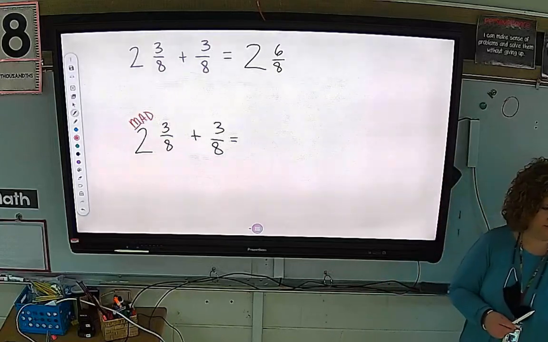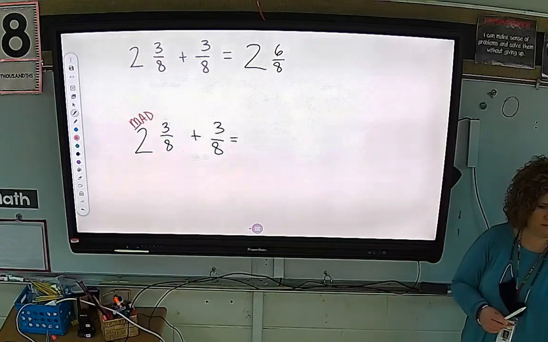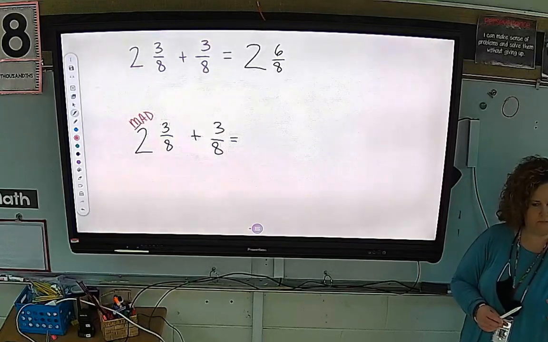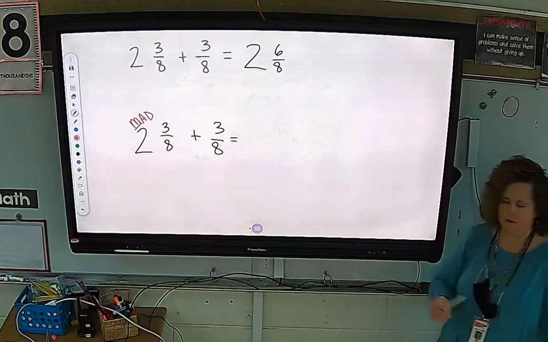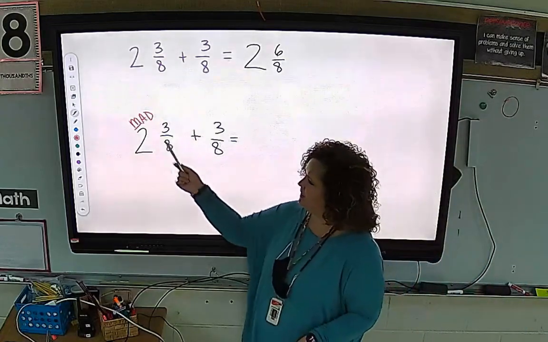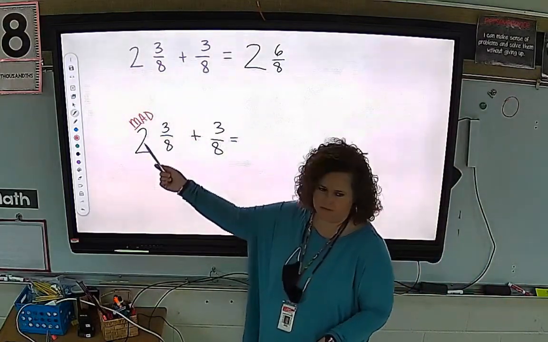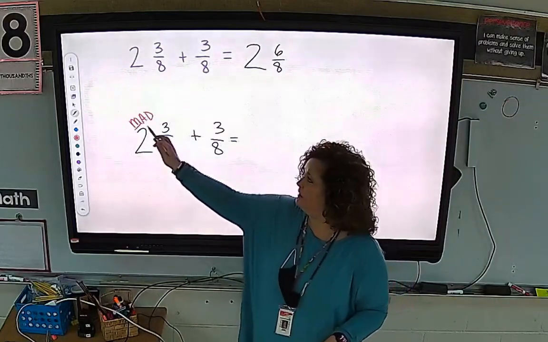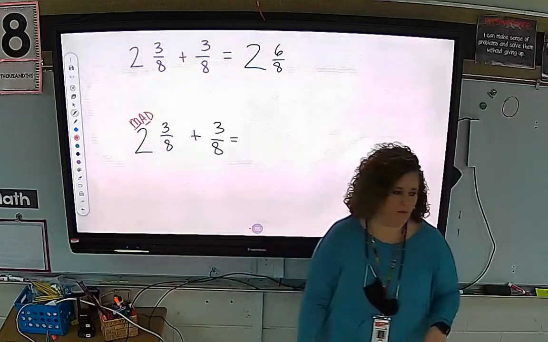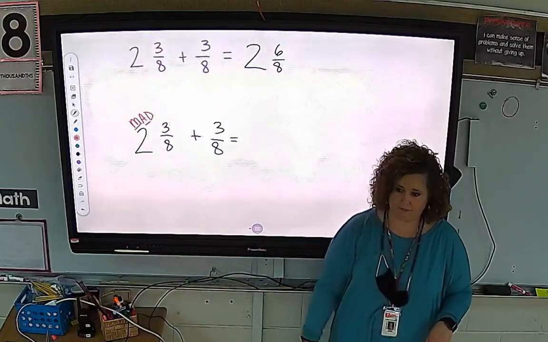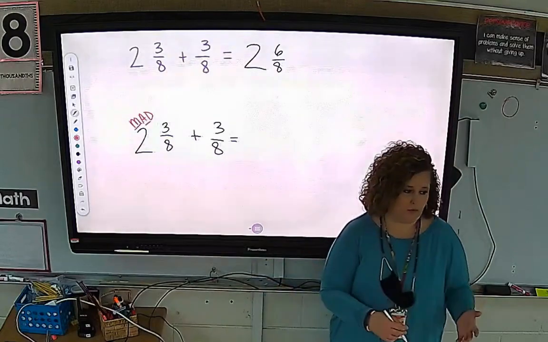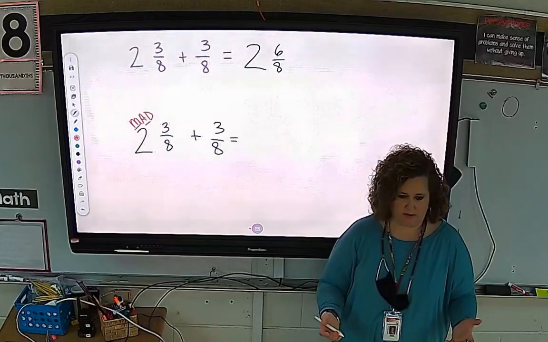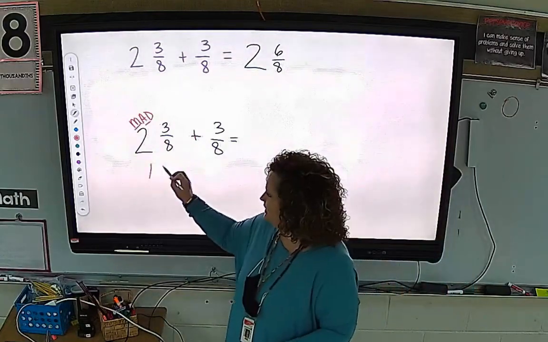Help him out. What do we multiply? 3. The 3 doesn't get to multiply. Okay? Yeah, we multiply the denominator by the whole number. 8 times 2. What is 8 times 2? 16. What do we add? What do we add to it? Yeah, 3. The 3. So 16 and 3 more is, no, it's 19. Okay. So now we have 19/8.